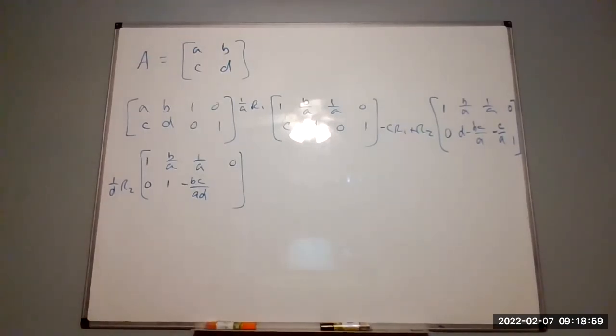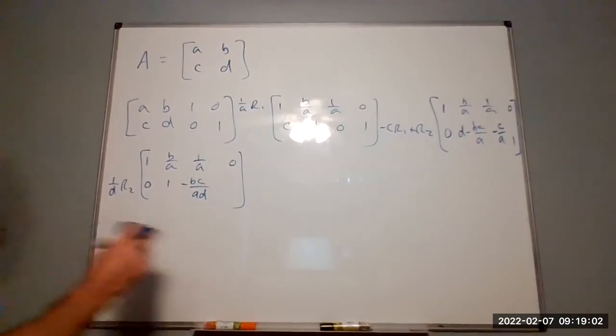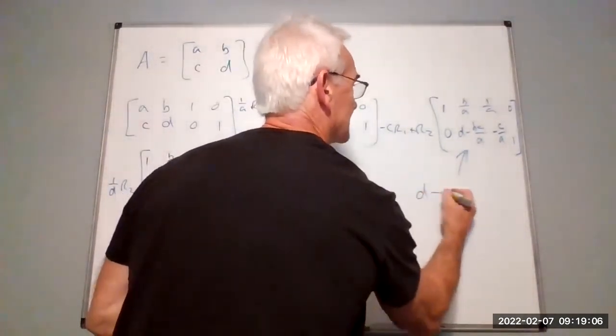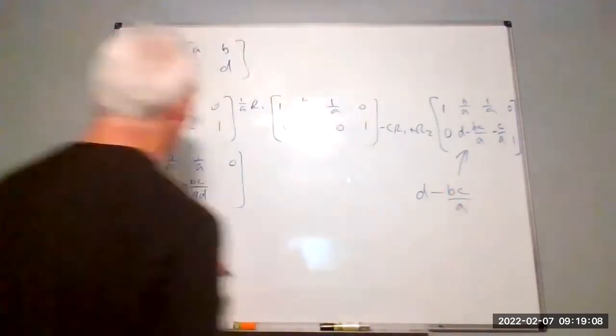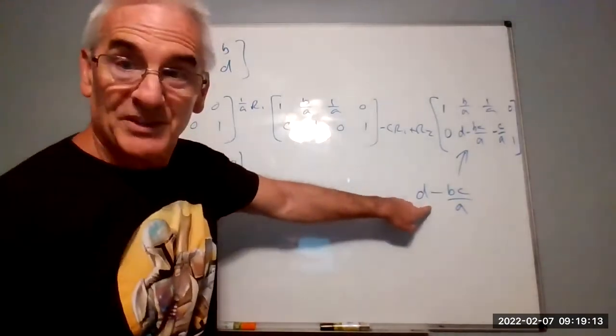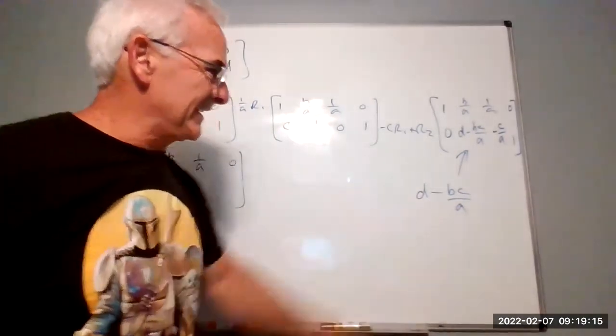Oh, hold on a second. My bad. It's not 1 over D. That right there is what? That's D minus BC over A. So we're not doing that yet. Sorry, I need to do the reciprocal of that guy. Oh, but that's so icky.